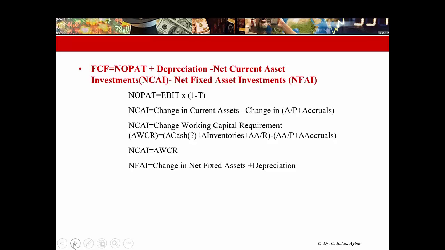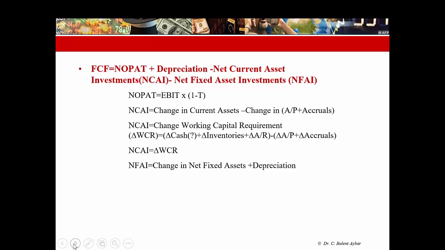The formal definition of free cash flow is on the top line, which is equal to net operating profits after taxes plus depreciation minus net current asset investments minus net fixed asset investments. So let's define each of these items one more time, although you're familiar with these. NOPAT, or net operating profit after tax, is simply operating profits, that is EBIT, times 1 minus tax. So this is the after-tax operating profit.